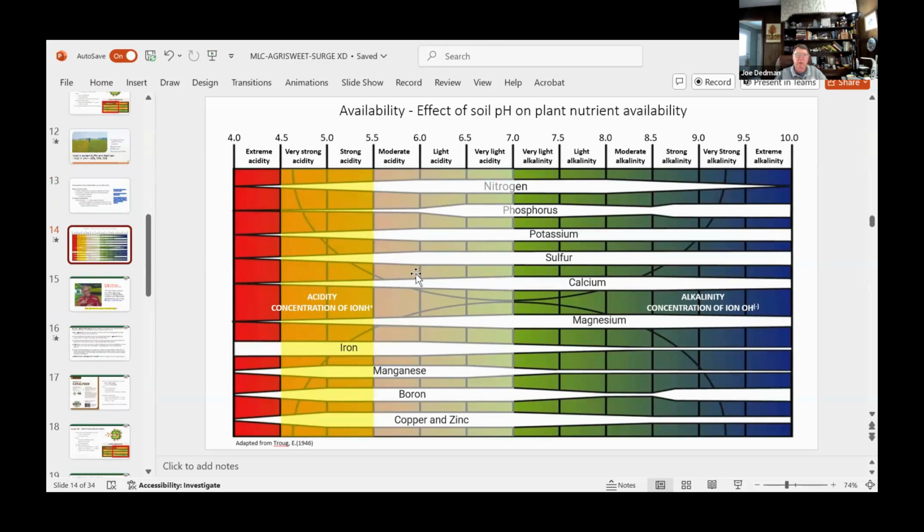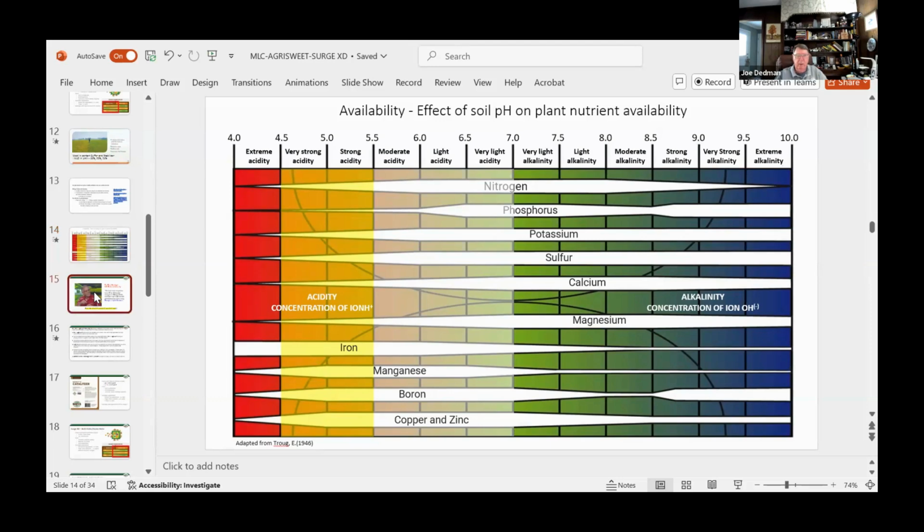And when we do take these soil tests and we get pH readings, now you understand, looking at this chart, how it can become very acidic. And then if it is, we don't have access to a lot of the nutrients. And the same thing happens way out on the other end of the spectrum when you have a very high pH as well. We do not have access to the amount of nutrients that we would like, and it throws things out of balance. And this is part of what MLC and Agrisweet and Surge are capable of. And you will see that on taking soil tests prior and then using the product, then taking the soil test afterwards.